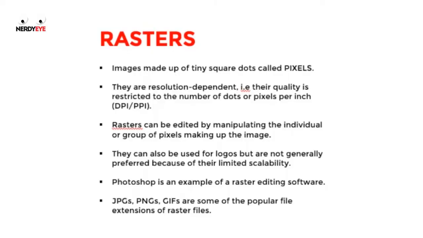So JPGs, PNGs, GIFs are some of the popular file extensions of raster files. Like I said, JPGs, the pictures you take on your phone, the PNGs, they are basically what? Raster files. So when you see a file that has those extensions, you can basically tell yourself, oh, I am looking at a raster file right here.